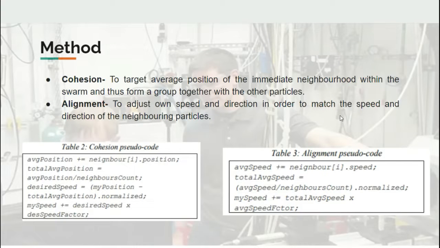The last characteristic is called alignment. We also want the entire swarm to move in a particular direction. So what we do is, for each particle, we first calculate the average speed of its locally adjacent candidate solutions, and then we increment the current speed in such a way that it matches it.